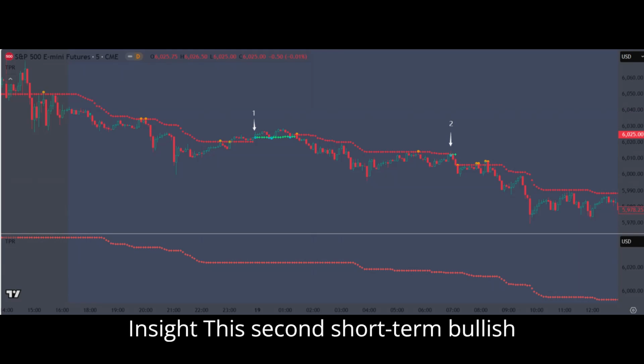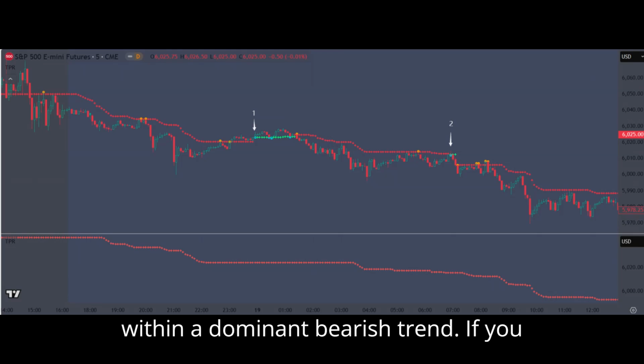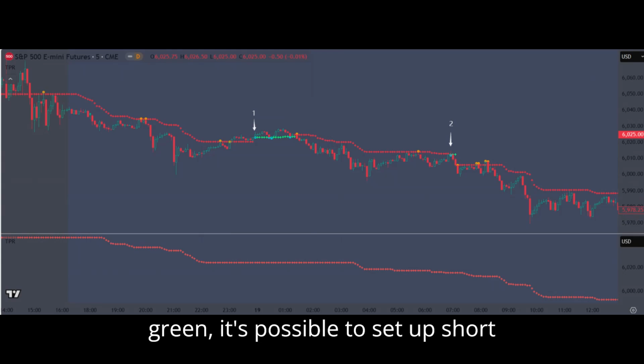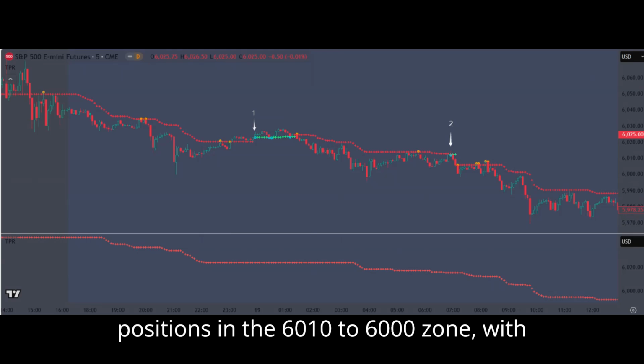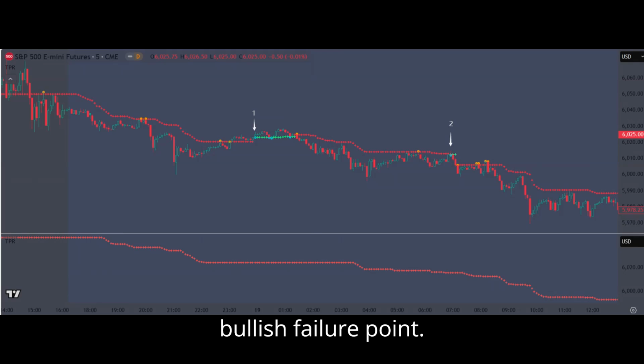Trading insight: this second short-term bullish signal appears more like a bull trap within a dominant bearish trend. If you can spot that the subchart remains bearish even when the main chart turns green, it's possible to set up short positions in the 6,010 to 6,000 zone, with a stop-loss just above the short-term bullish failure point.